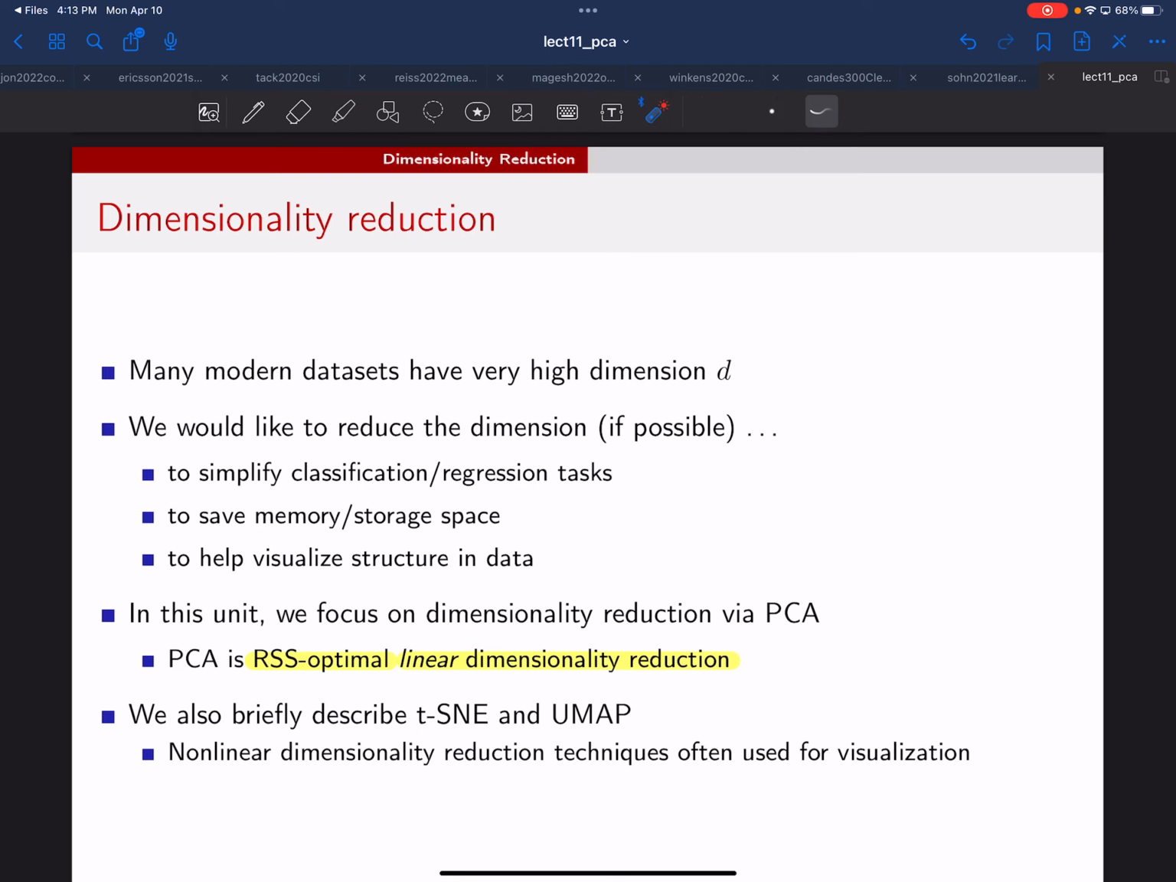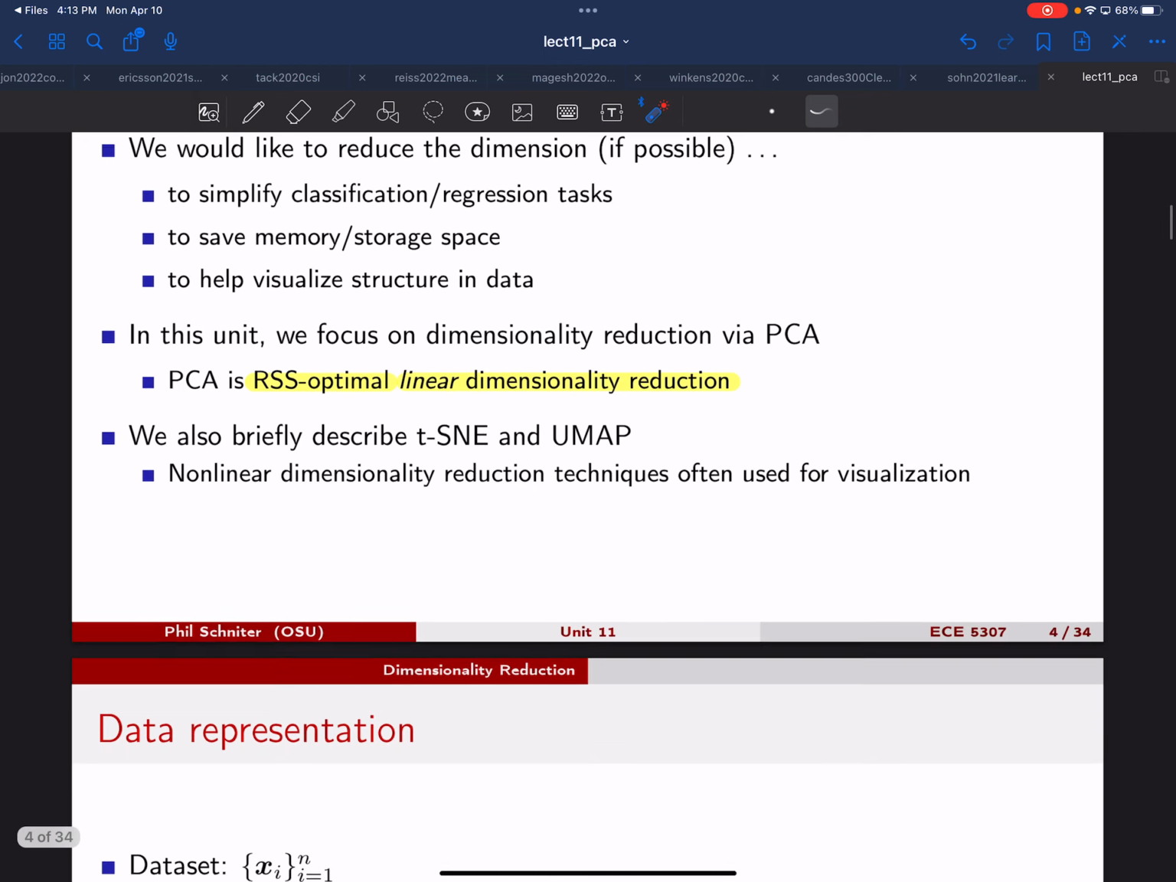Towards the end, we'll also just briefly describe a couple modern nonlinear tools, just so you know about them. And they can be useful when you're trying to visualize data sets or get a new data set and try to understand it. You can use those for the project if you find them helpful.